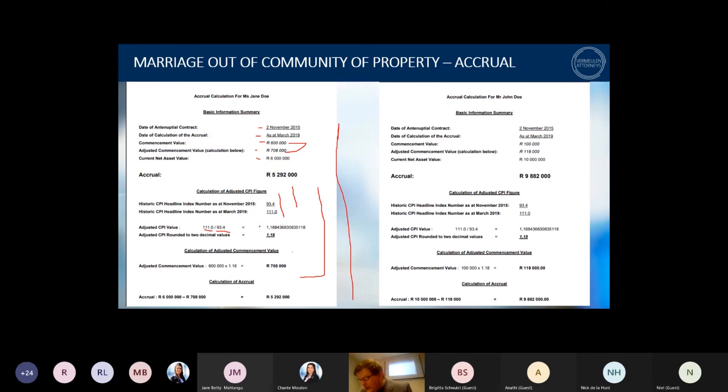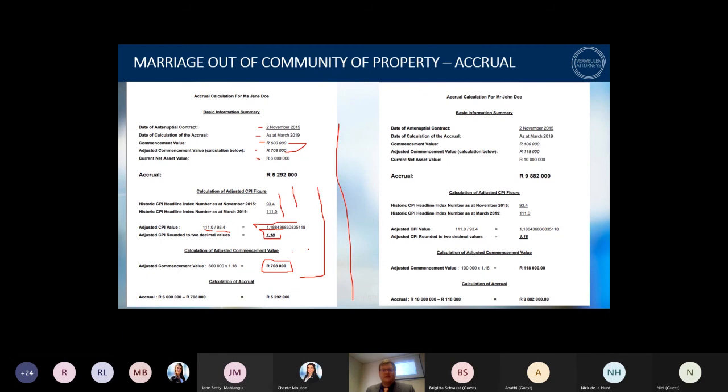Then you can just adjust it to 2 decimal values, which I like to do because we are going for ballparks. We're not liquidators and receivers. We want a ballpark, okay? Then you're going to say, okay, I'm going to take my 600,000 and multiply it by 1.18, and that is my adjusted commencement value. So I started with 600,000. Today it is 708,000, and that is what you are then going to subtract from your ending value.